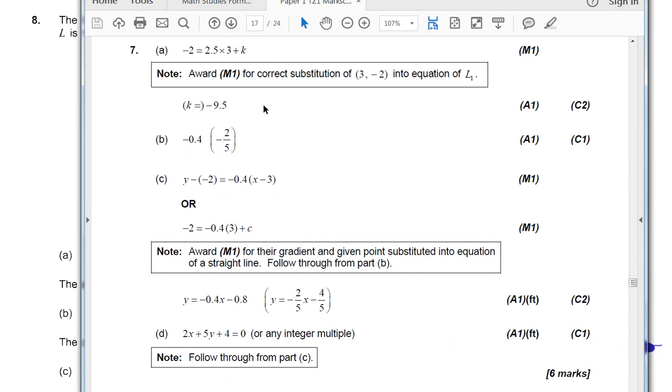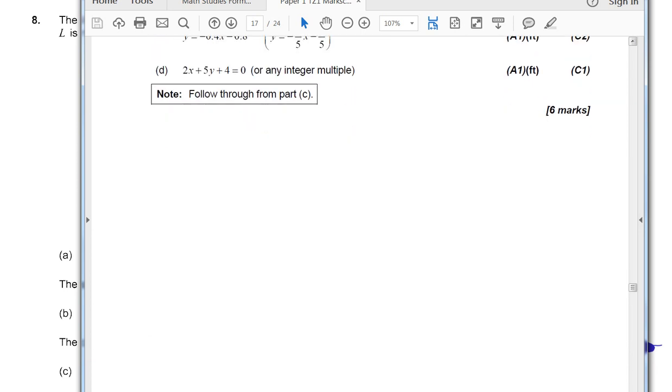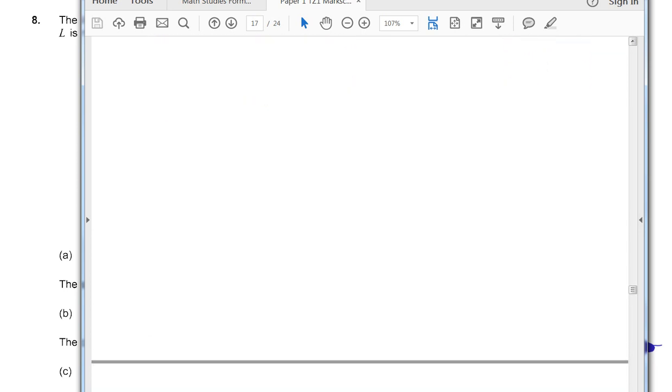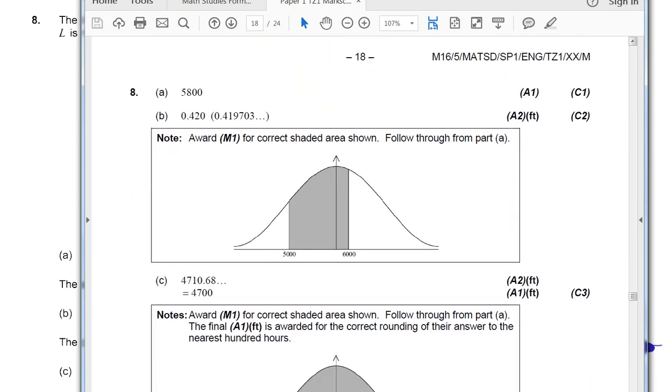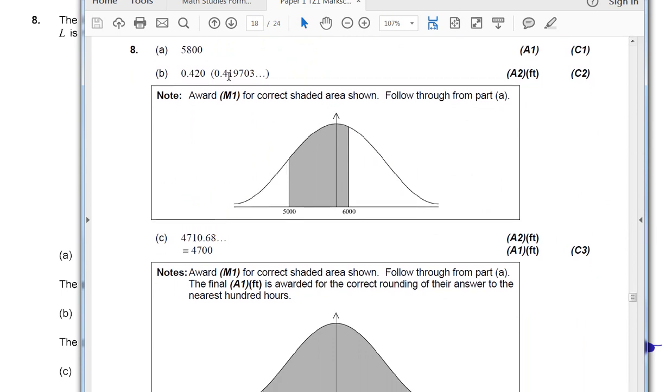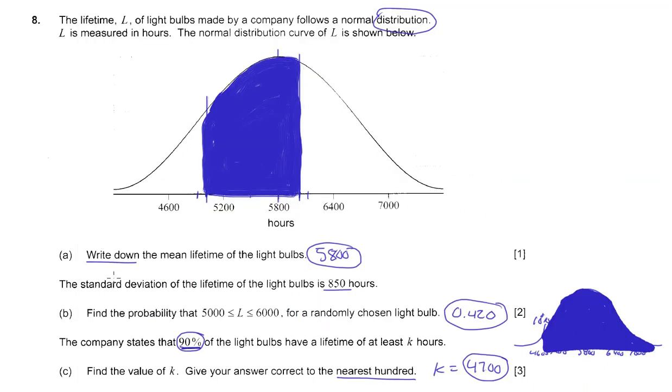Okay, let's check that against our mark scheme and see how we did. Let's see, that's the old one. Let's go to number 8. Okay, so there's the first one. Write down the mean. There's our 5,800. And there's our calculation for the second part here, which was the probability that's between 5,000 and 6,000.